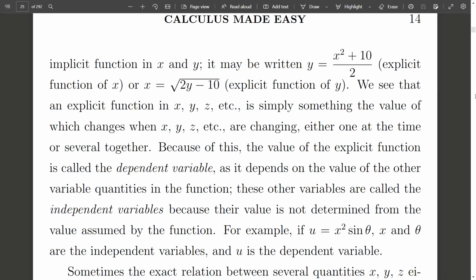These other variables are called the independent variables because their value is not determined from the value assumed by the function. For example, if u is equal to x squared sine theta, x and theta are the independent variables, and u is the dependent variable.